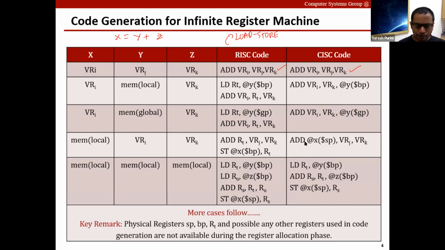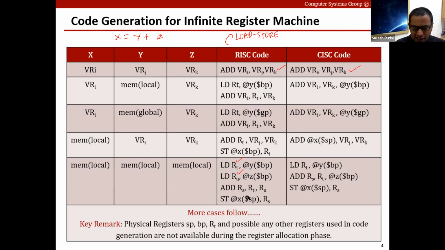So this gives the big picture, and let's take a look at the last case where all the variables X, Y, Z are not register safe. In which case, in the case of RISC instruction set architecture, we are loading, so this is an instruction to load the contents of variable Y into a scratchpad register RT. And the second load instruction moves the contents of variable Z into a scratchpad register RU.